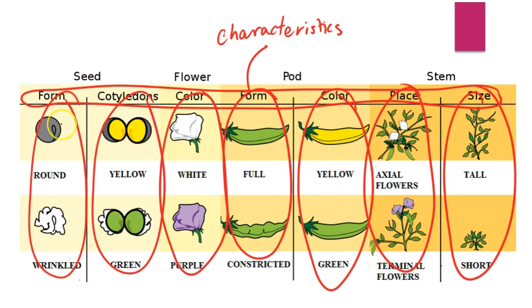In the case of the form, you could have round or wrinkled. In the case of the cotyledons, you could have yellow or green. Color was white or purple. Form was full or constricted. The colour of the bean was yellow or green. The placement of the flowers was either axial or terminal, and the size was either tall or short pea plants. So you have a characteristic, which is the larger group, like form or cotyledon or colour, and within that characteristic you have many different versions of it, and these versions are called traits.